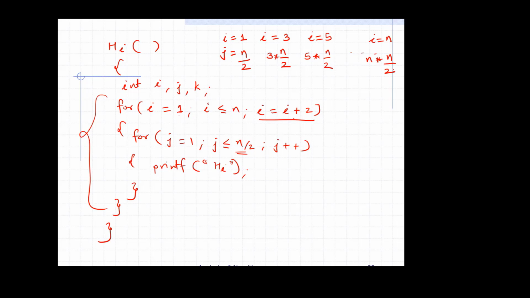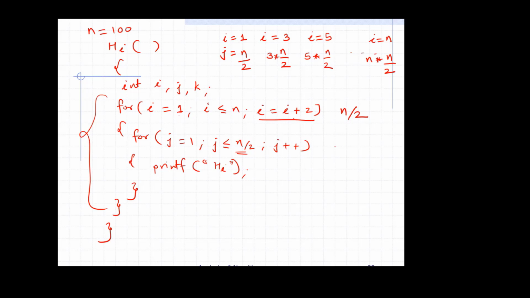So what can we say about the outer loop? How many times is it going to execute if my step size is 2? Let's take some value of n. Let's say n is 100. How many times will the outer for loop execute? 50, right? So here the outer for loop is getting executed n by 2 times. How about the inner for loop?